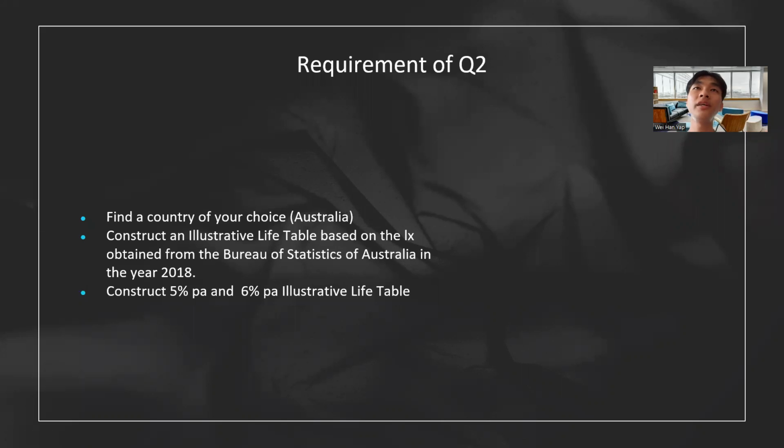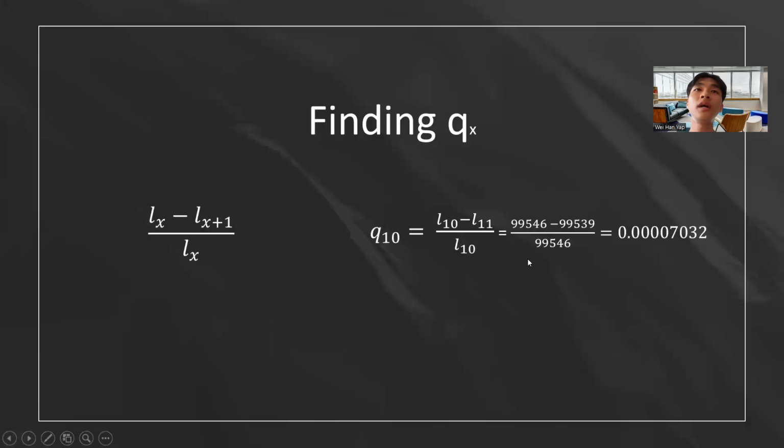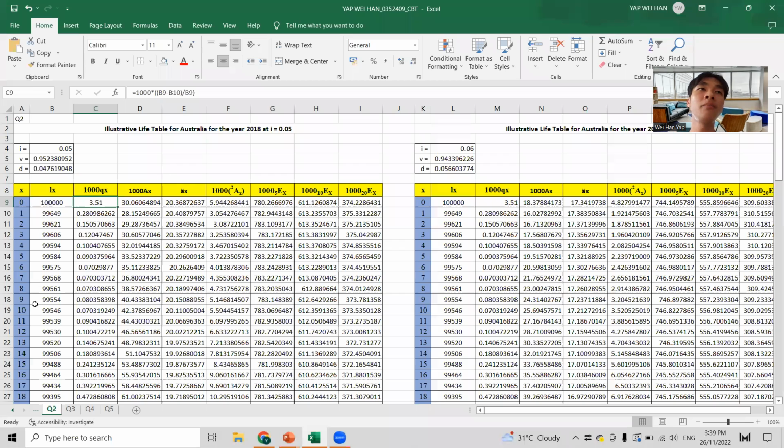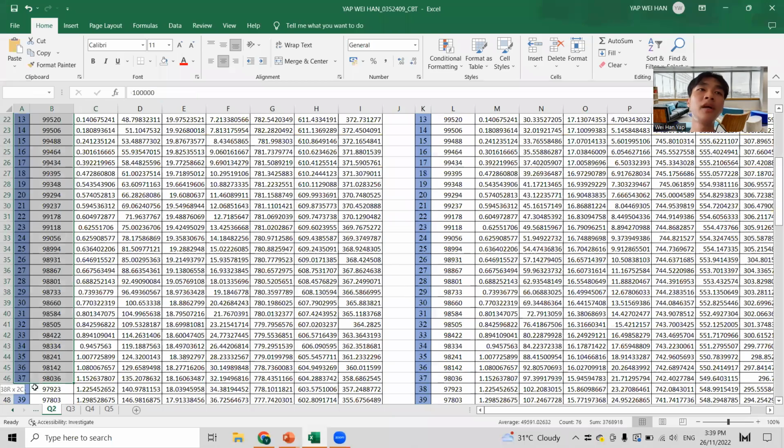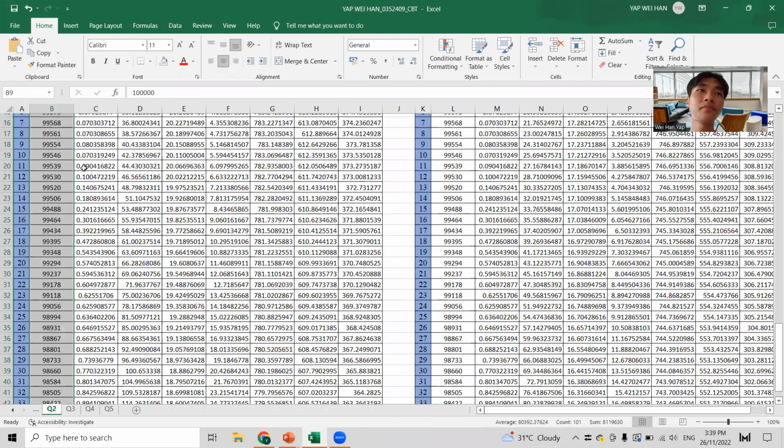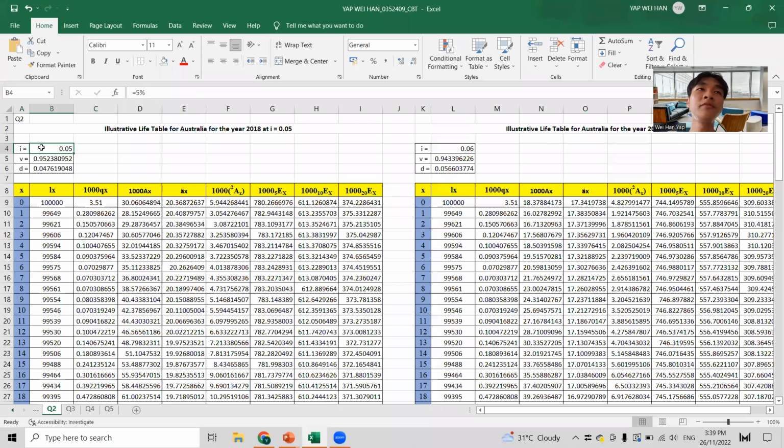The second one is to construct an illustrative life table based on the lx obtained from the Bureau of Statistics of Australia in the year 2018. We actually need to construct two illustrative tables, one for 5% and the second one for 6%. I copy and paste all my lx from 0 until 100 from the website. Then for the 0.05 interest rate, I find v, using the formula 1 over 1 plus i, and then I find d, which is i over 1 plus i.